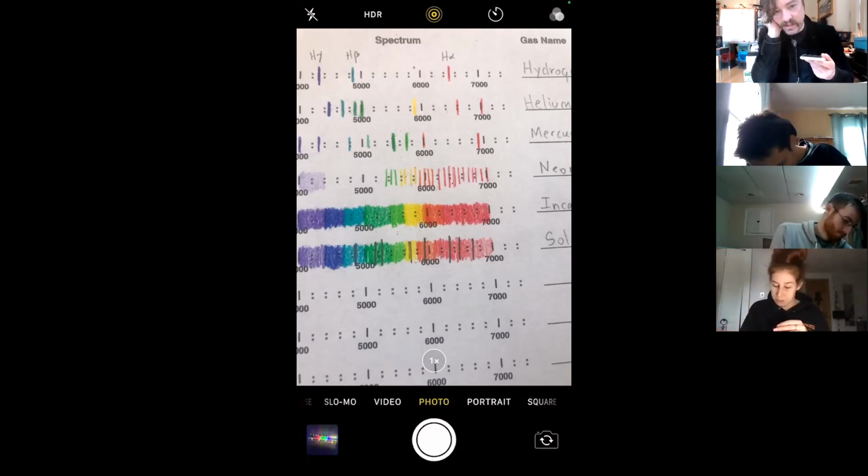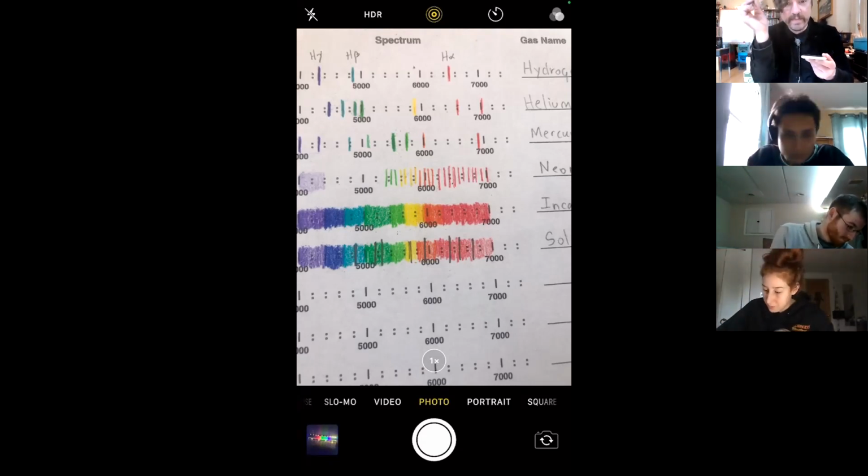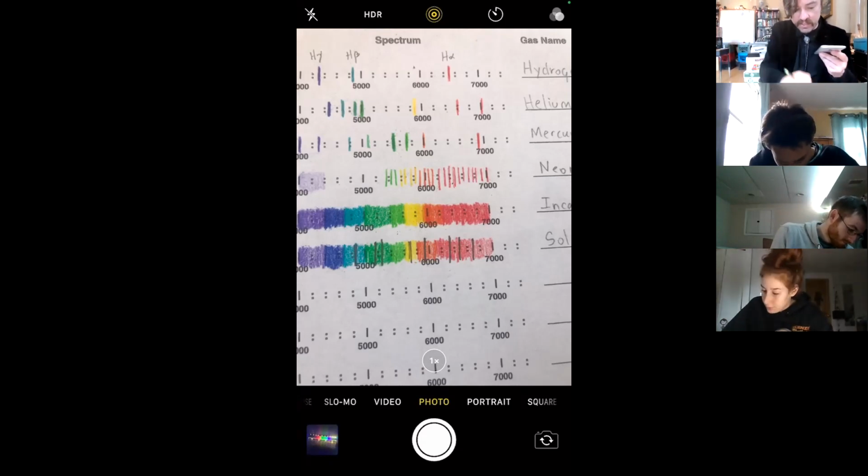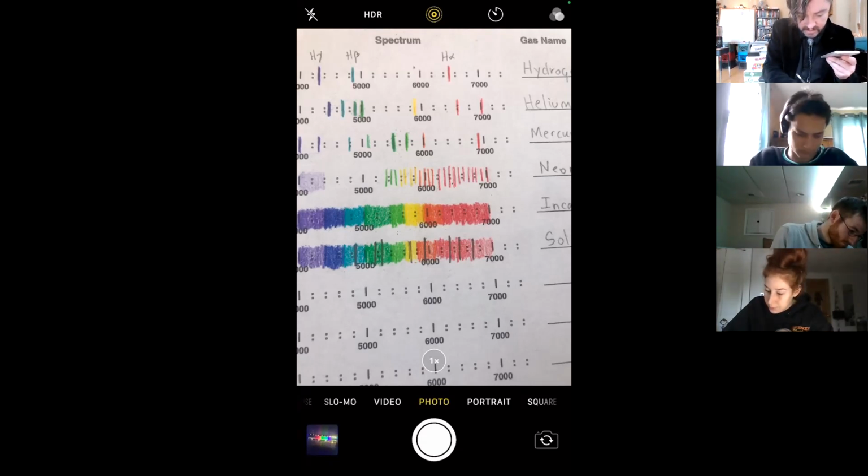And that's our final product. Now you've learned about the different types of spectra. So let's label the different types of spectra that we found. These types are emission spectra.